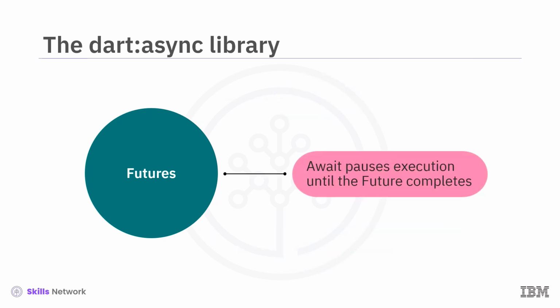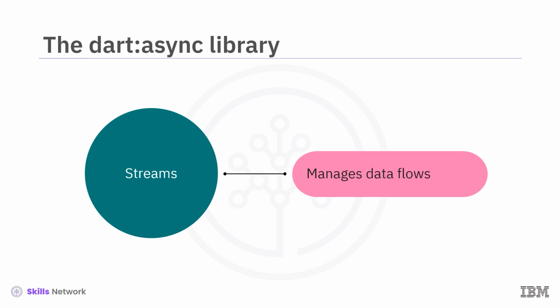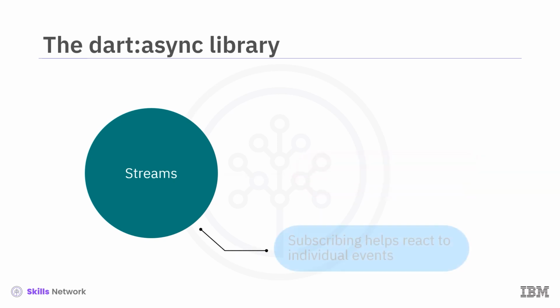The await keyword pauses execution until the future returns a value. Streams are a series of asynchronous events that manage data flows from users or servers. You can subscribe to a stream and react to individual events.